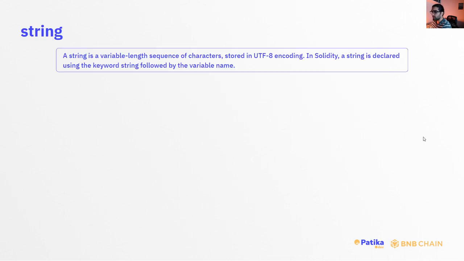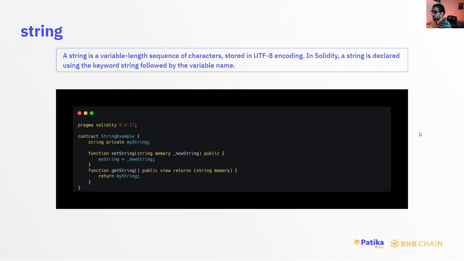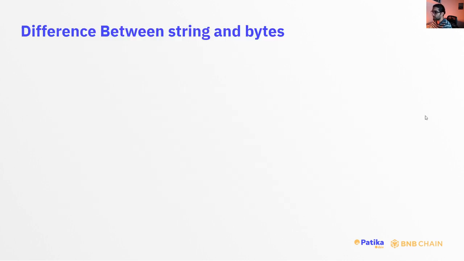So a string is a variable length sequence of characters stored in UTF-8 encoding. In Solidity, a string is declared using the keyword string followed by the variable name. So here is an example. We have a string called myString, and we have a setter function for that and a getter function for that. So we'll have this example on our editor and we'll have a thorough understanding of it.